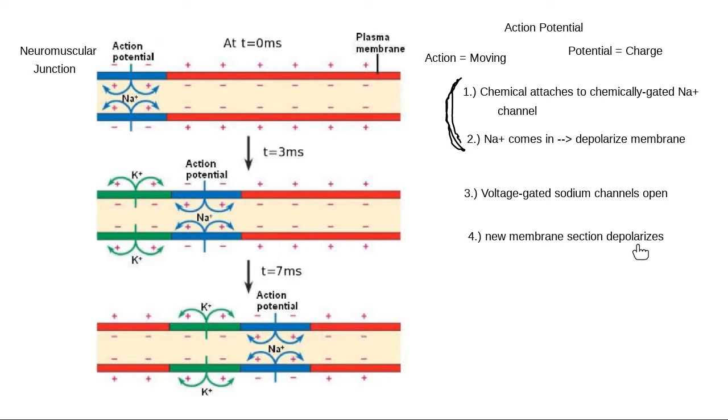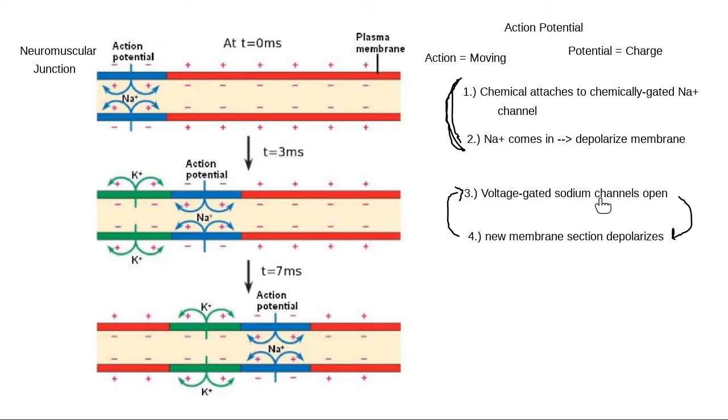That's going to cause the neighboring voltage gated sodium channels there to open up. So we could do one of those things. I don't know quite how we draw it. I guess kind of do arrows back and forth, right? This goes all the way down my membrane.